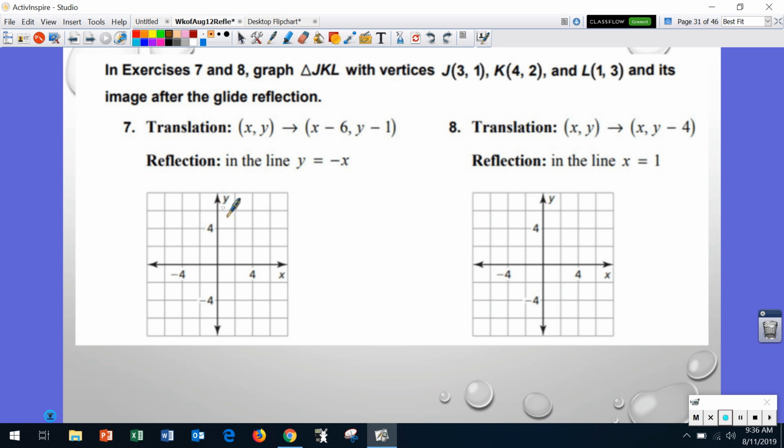All right, let me get it together. So actually this is 2. So this is 3 here. And this is 1 about here. All right, that's J. And this is (4, 2). This is K. And then we get (1, 3). So 1 and about 3 goes right here, and that's L.